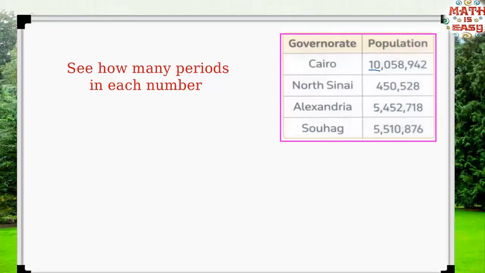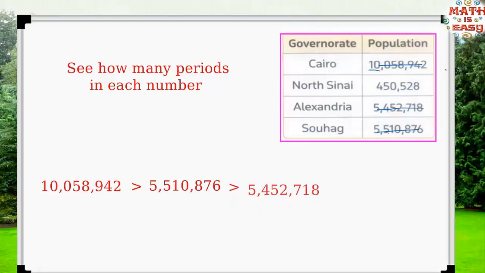If we look here, we have 3 periods, and this number is the biggest number because we have here 10. 10 is bigger than 5, so you should write this number first. Next number, what? We have 5 and 5. They are equal. Go to the next place. We have here 4, and here we have 5. 5 is more than 4, so you should write this number second. And the third number is 5 million, and the last number is the number with 2 periods only, 450,528.